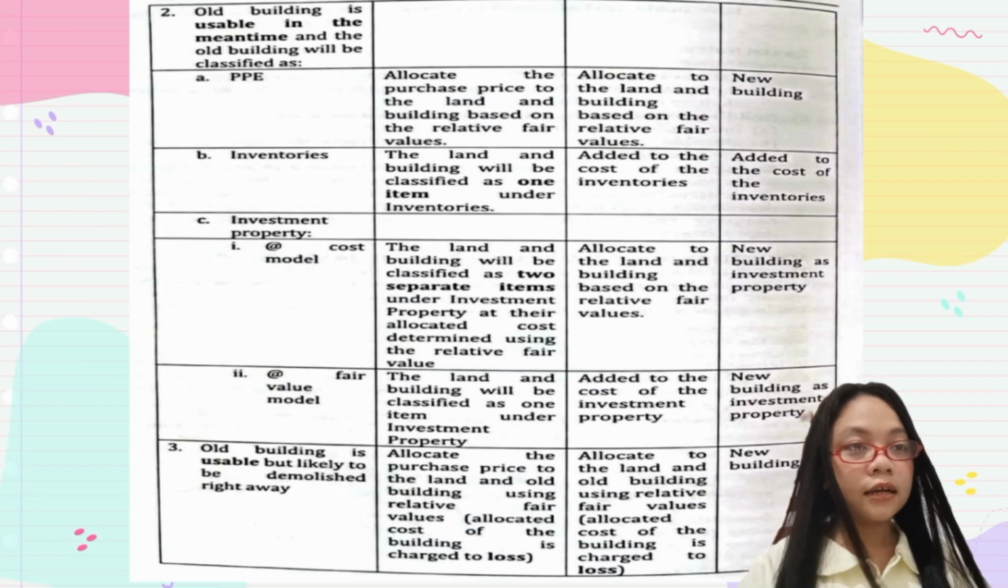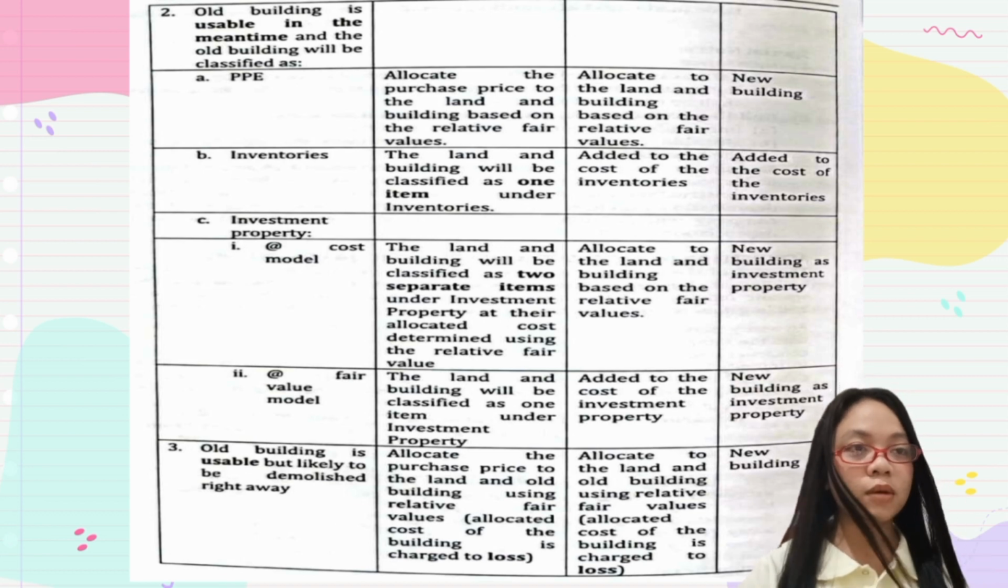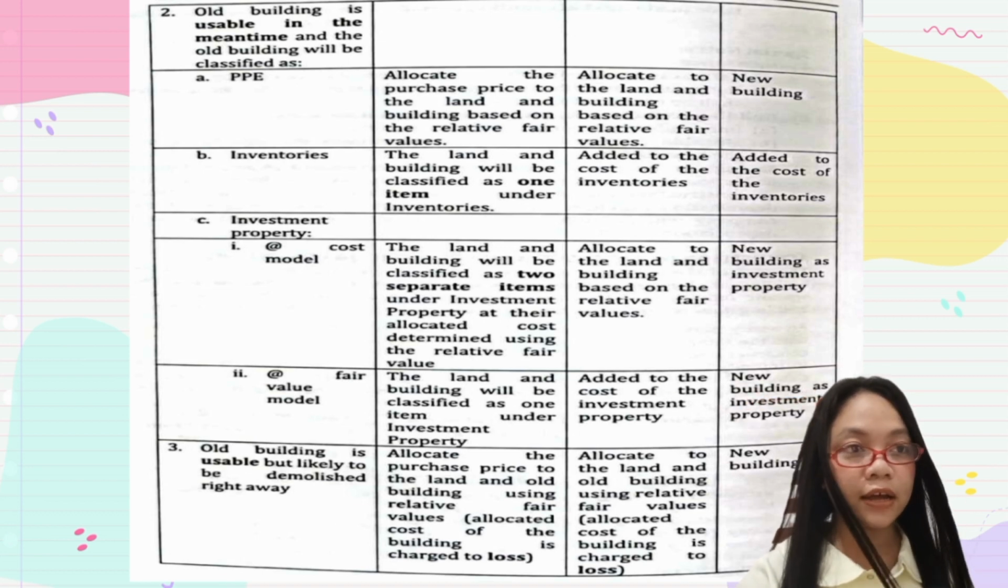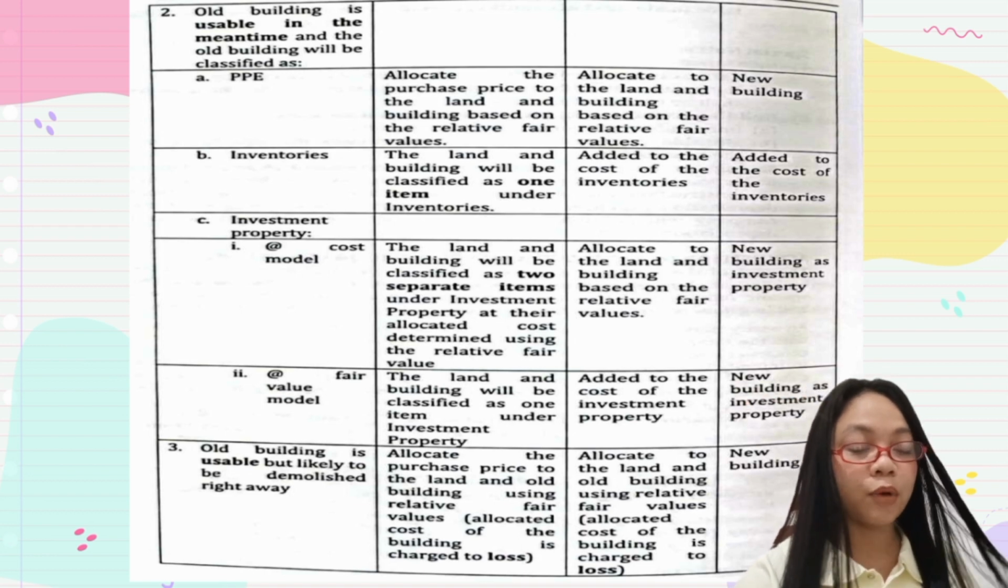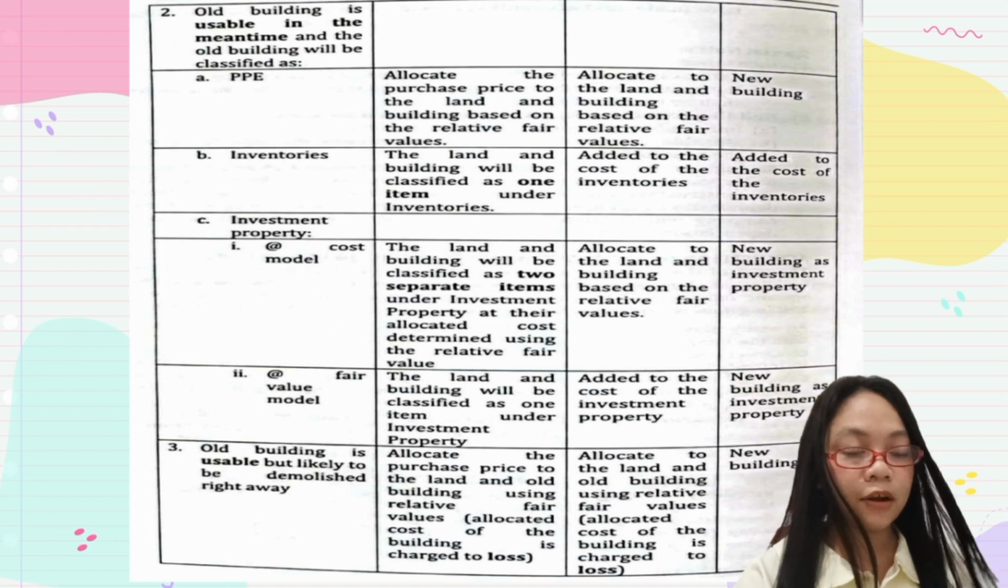So another situation is when the old building is usable in the meantime, and the old building will be classified as either property, plant and equipment, inventories, investment property at cost model, or at fair value model.